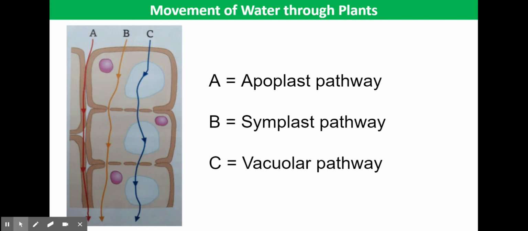Secondly, the symplast pathway. Here, water enters the cell cytoplasm through the plasma membrane. It can then pass through the plasmodesmata from one cell to the next. And finally, the vacuolar pathway. This is similar to the symplast pathway, but the water is not confined to the cytoplasm of the cells. It's able to enter and pass through the vacuoles as well.